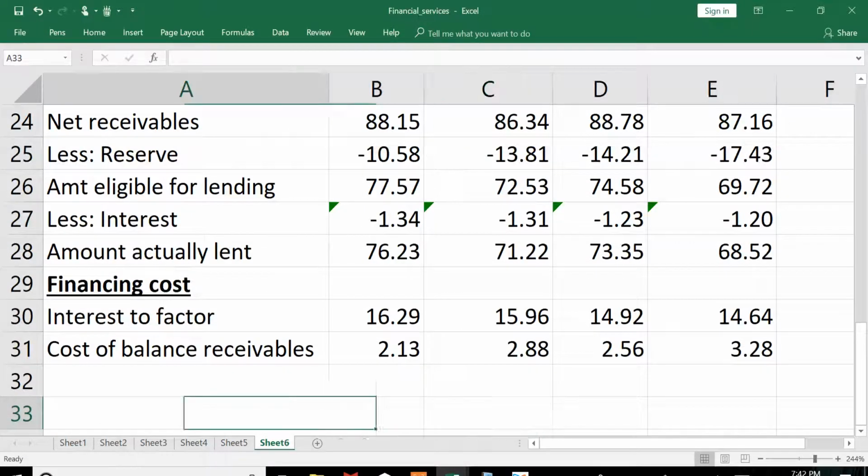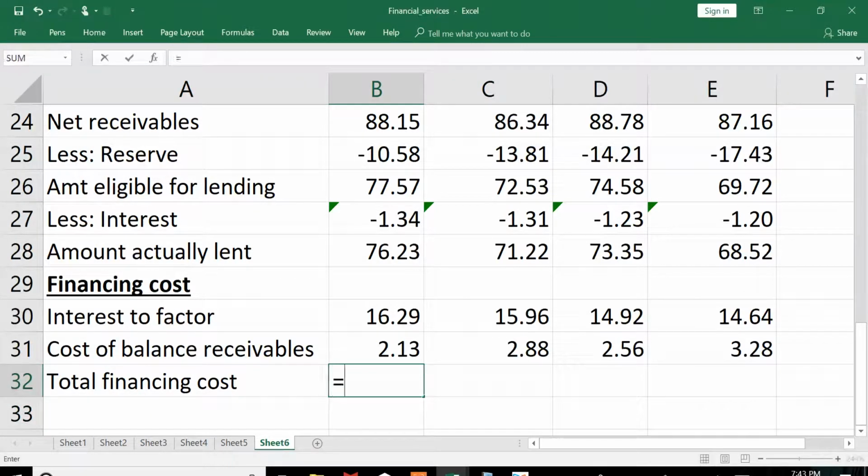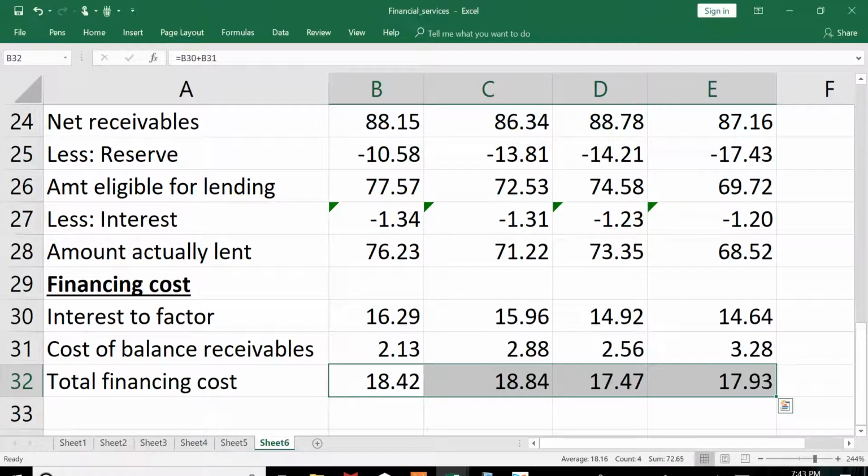And put together, my total financing cost. This is what is going to be the total financing cost for the various alternatives. Clear? Any doubts on this? Please compute this now.